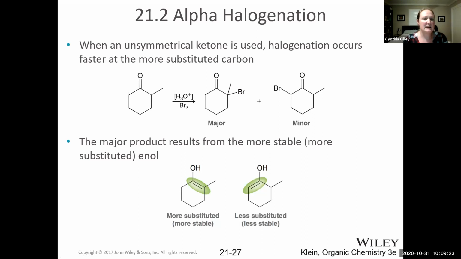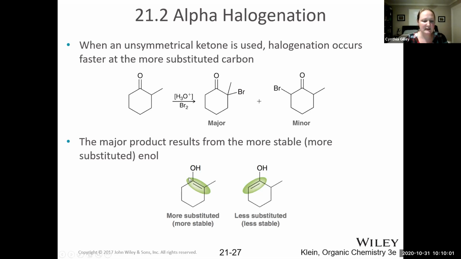What happens if you use an asymmetric ketone? Let's look at this cyclohexanone derivative where one alpha carbon has two hydrogens and the other alpha carbon only has one, and there's a methyl group attached there. So the question then is, where does the bromine end up? Does it end up on this more substituted alpha carbon, or does it end up on the less substituted alpha carbon? Well, it turns out that the major product places the bromine at the more substituted position. And that's because it goes through the more stable enol intermediate.